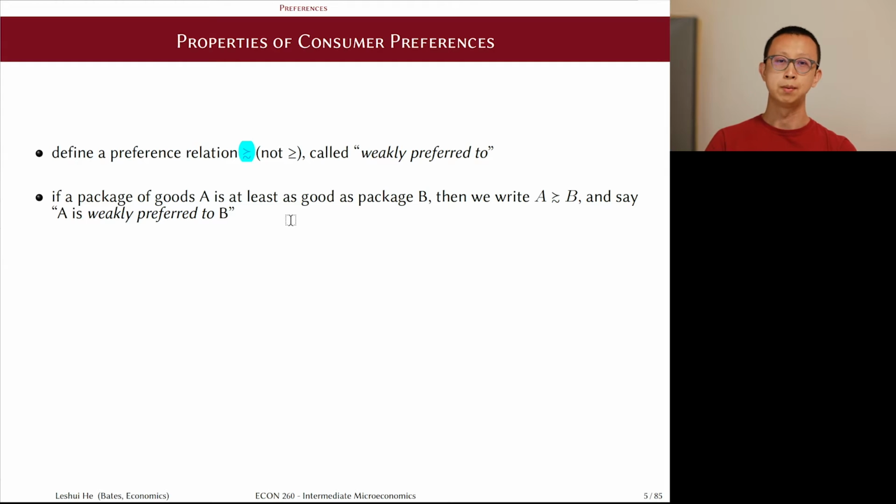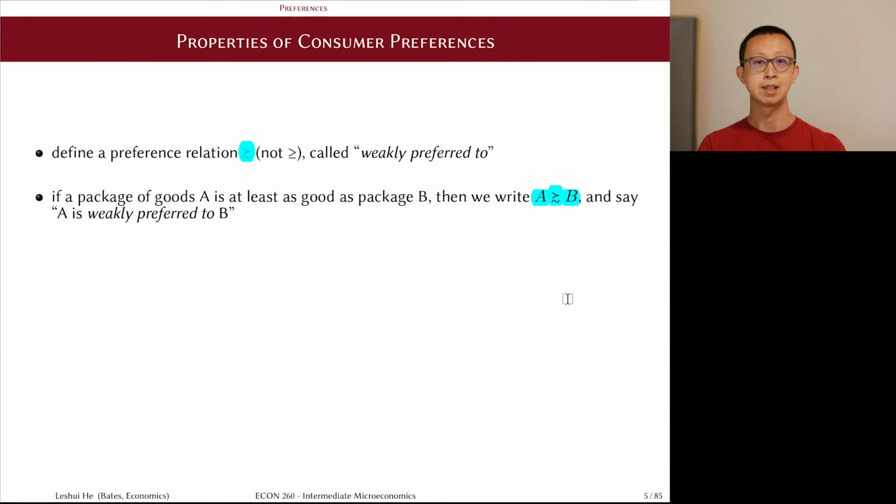Let me give you an example that helps us describe what we mean by this preference relationship, weakly preferred to. Let's say we have two packages of goods. The first package is called A, the second package is called B. And they have different contents within them. So if a consumer prefers package A over package B, we're going to write A is weakly preferred to B.